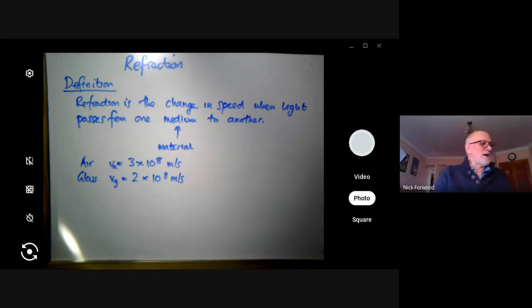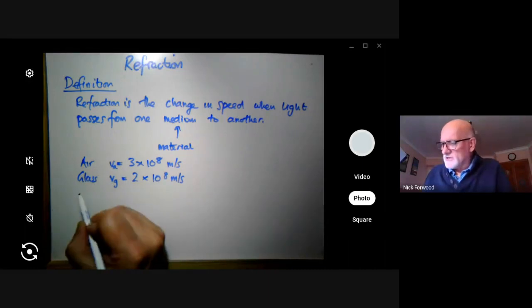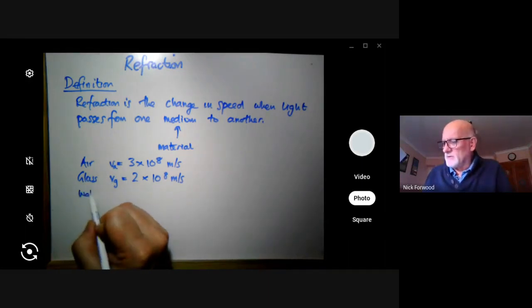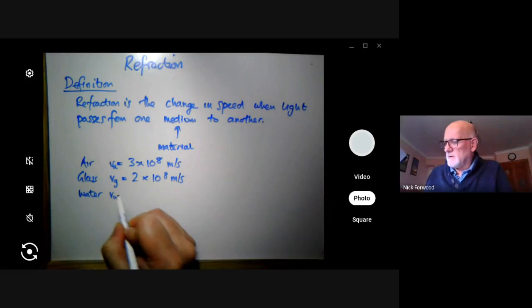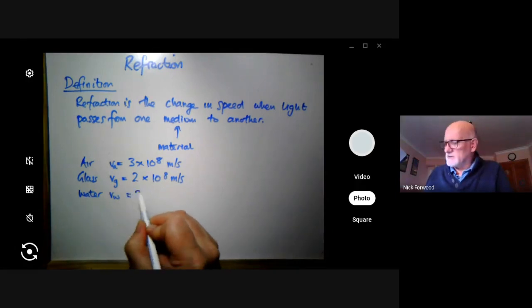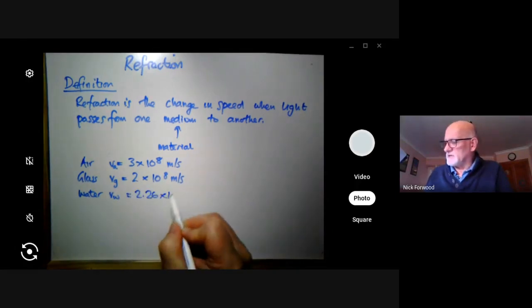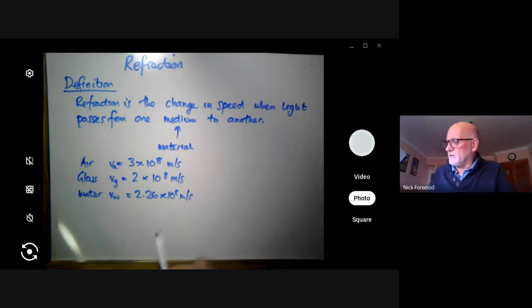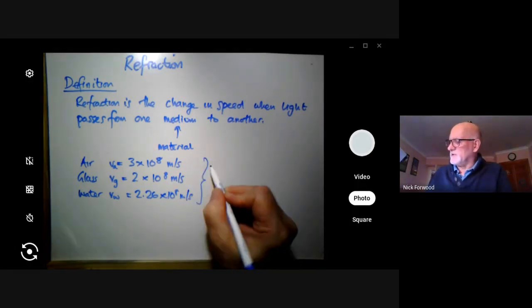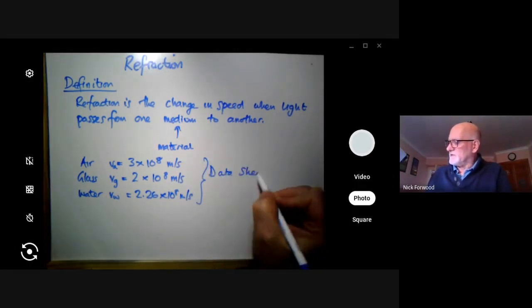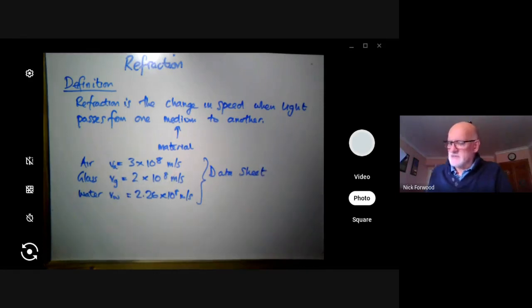You can have water. These are the common ones, which is 2.26 times 10 to the power of 8 meters per second. You'll get all these from the data sheet. You don't need to remember any of these. Well, you probably do remember 3 times 10 to the power of 8, but you probably won't remember the others.